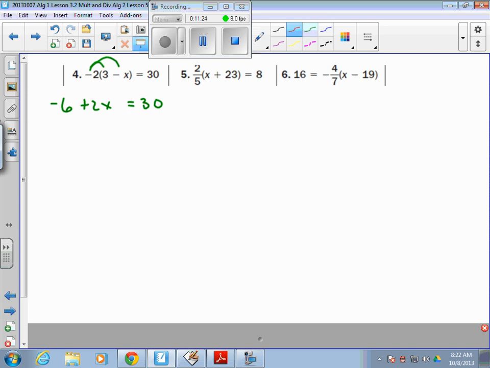Undo -6 by adding it. If you add it to the left, add it to the right. 2x equals 36. Then undo 2 times something by dividing by 2. If you do it to the left, do it to the right. X equals 18.